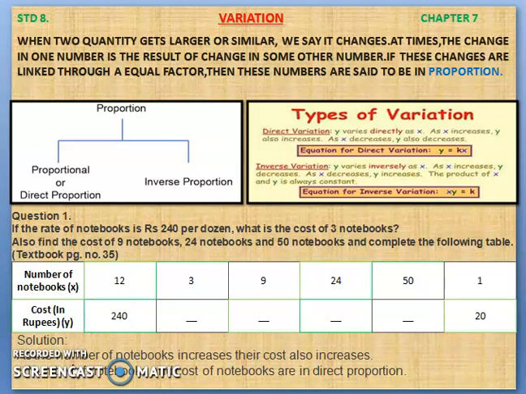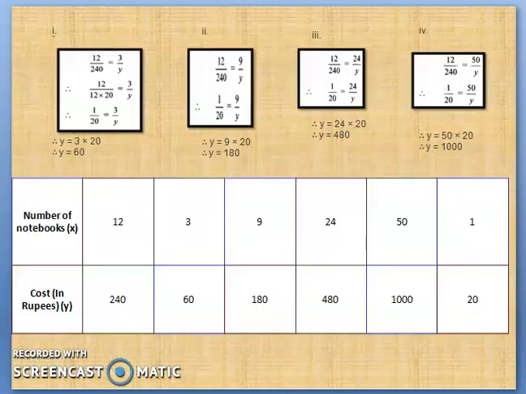Here, as the number of notebooks increases, their cost also increases. So, the number of notebooks and the cost of notebooks are in direct proportion. Are you getting it? If one value is increasing, the other value is also increasing. That means it will be in direct proportion.